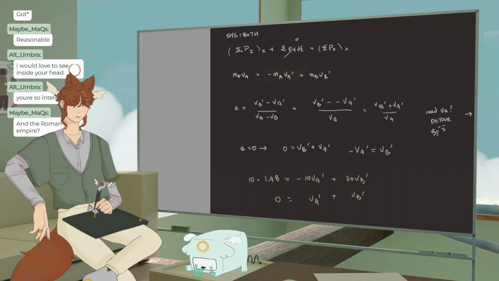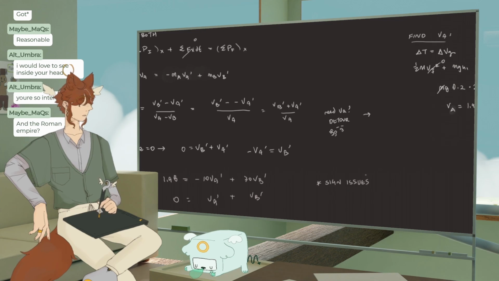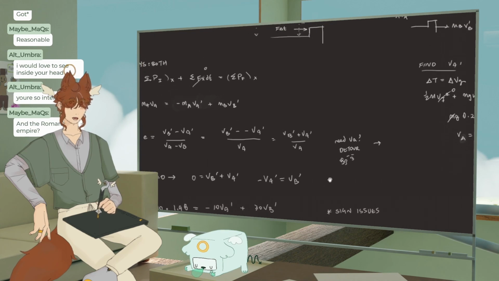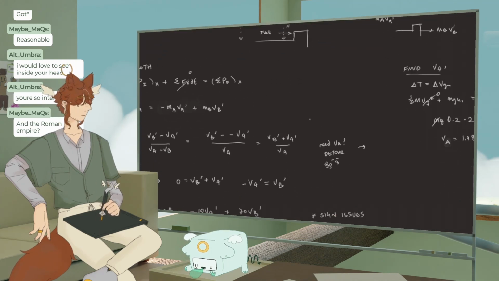That means my signs are wrong somewhere. I'm gonna put a note on those sign issues, which is like 80% of the problems that I have with doing dynamics and momentum. But once I fix that sign issue, then, you know what? This is what I would do off stream.